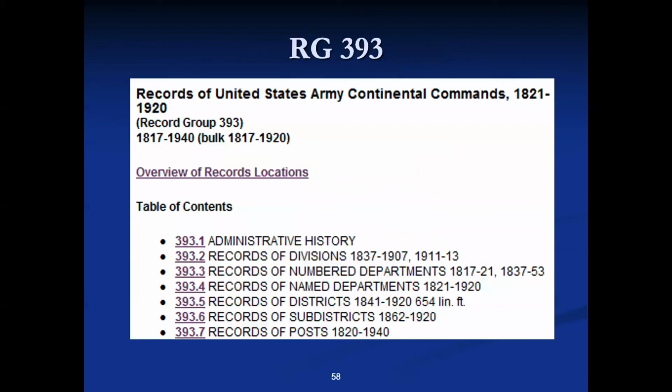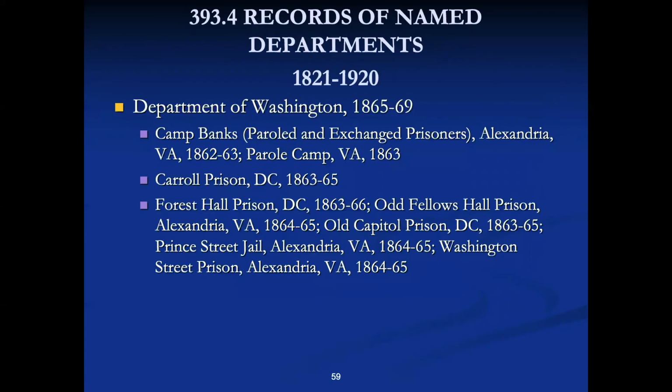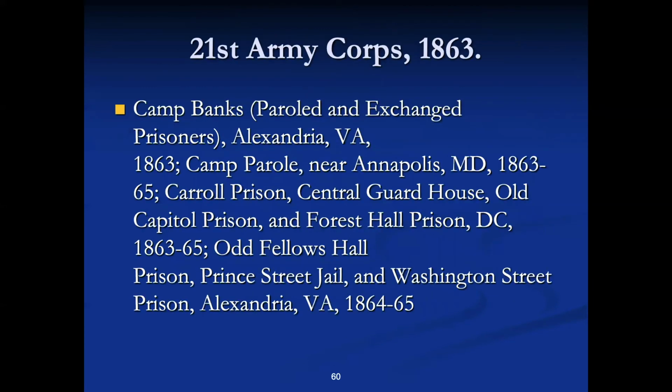If we go to Record Group 393, Records of the United States Army Continental Commands, we find records that deal with prisoner of war camps. So Camp Banks, Carroll Prison, Forest Hall Prison, Oddfellows Hall Prison, various prisons in the system. The records are found in Record Group 393. Now there also are Corps prisons, Army Corps prisons. In other words, this is who administered these prisons, was the 21st Army Corps in 1863.